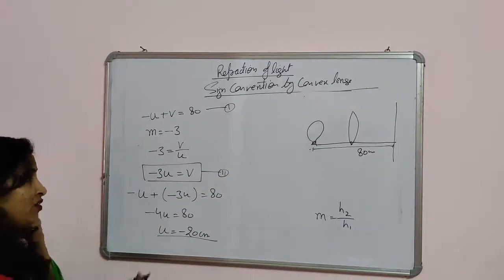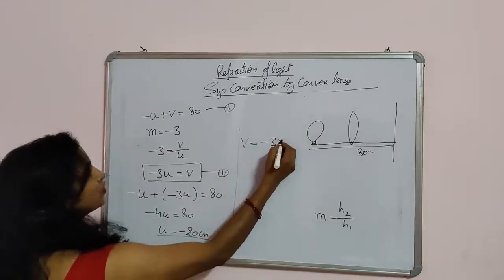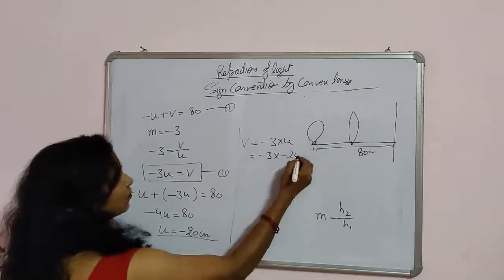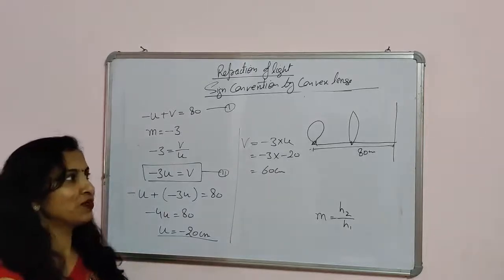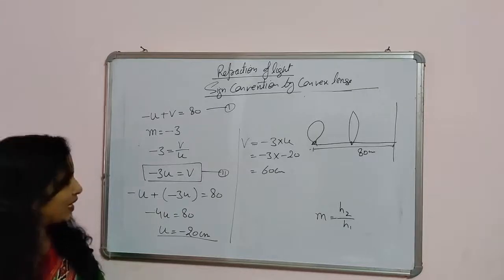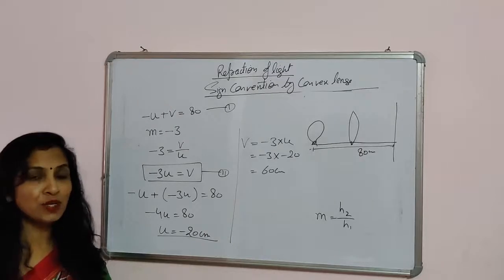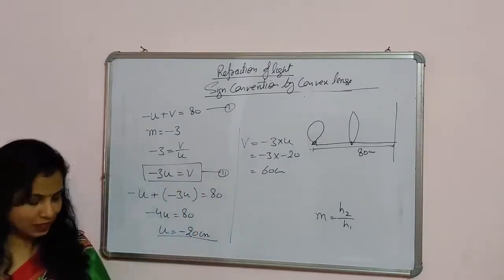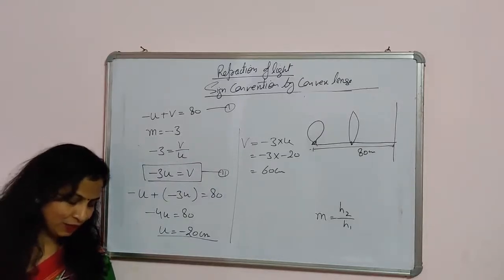Again we will find the value of v. We know that v is equal to minus 3 into u, and minus 3 into minus 20 is 60 centimeter. We get the distance of the image from the lens as 60 centimeter. Again we get the value of u with a negative sign. It means the distance of the object from the lens is 20 centimeter and the image is 60 centimeter.